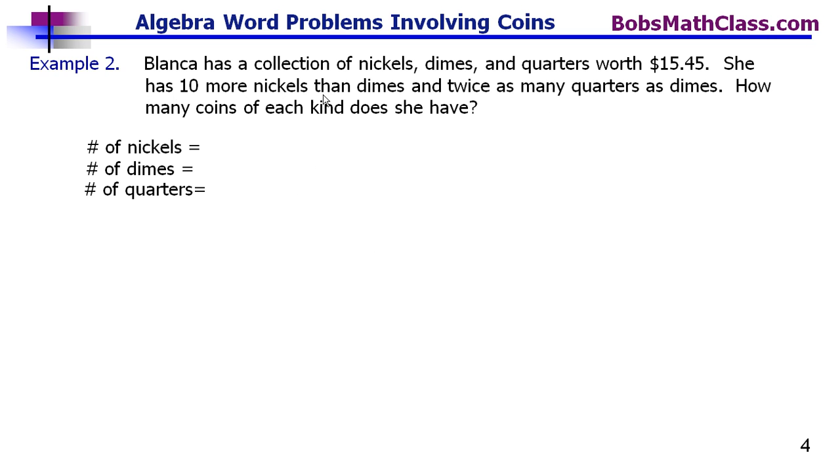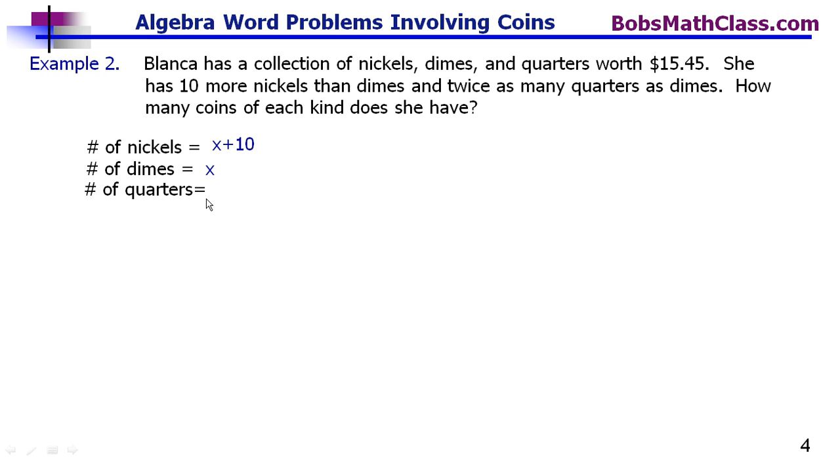She has 10 more nickels than dimes. There it is. Which one is going to be X? Right, the dimes. She has 10 more nickels than dimes. So what will nickels be? Right, X plus 10. You can write 10 plus X because addition is commutative, so the order doesn't matter. But I think it looks better if we put the X first, X plus 10.